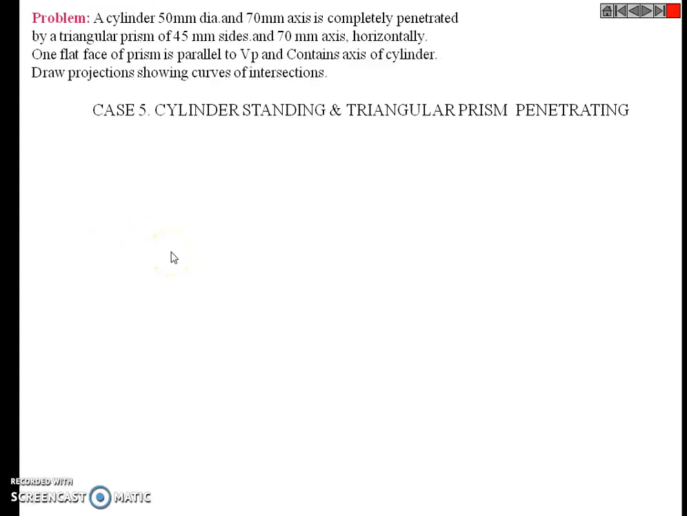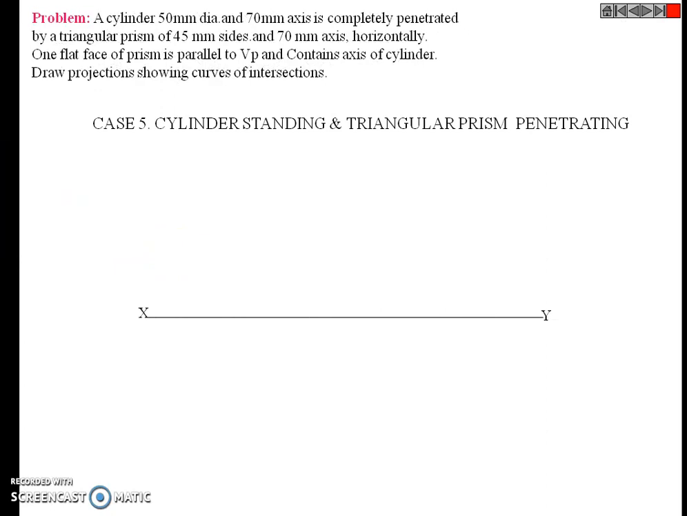Hello student, in the previous video we have seen this introduction. Cylinder having 50 mm diameter, 70 mm axis. So first step is what? Draw this horizontal line, give the naming XY. Draw top view of first solid, that is cylinder. Draw top view of 50 mm diameter solid.